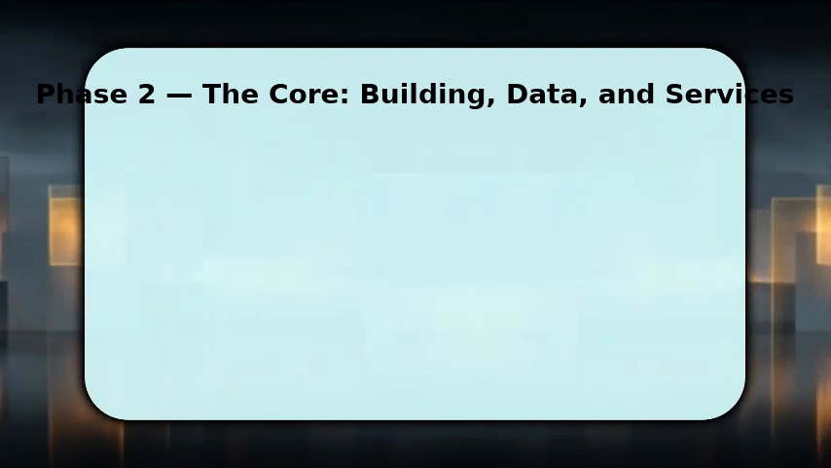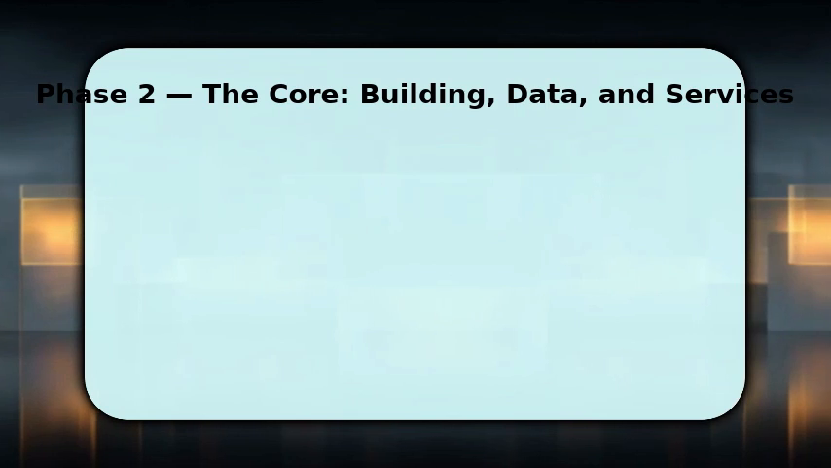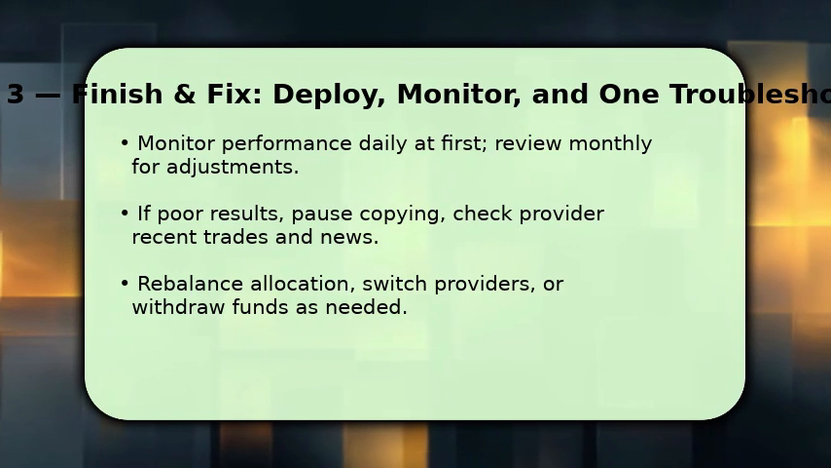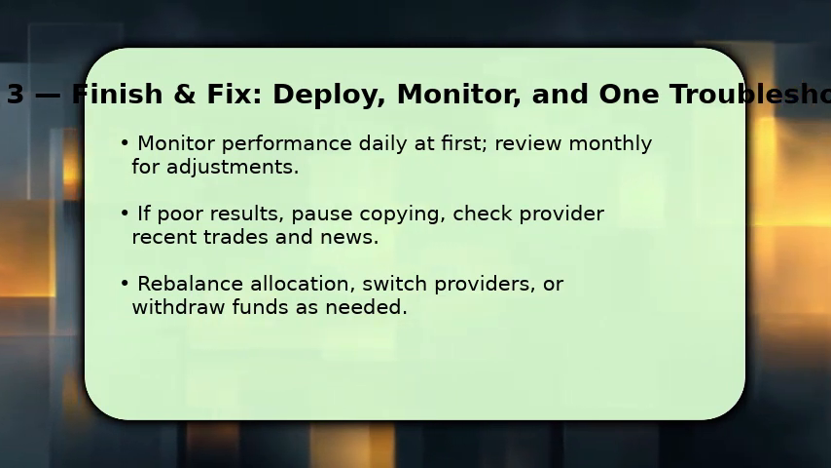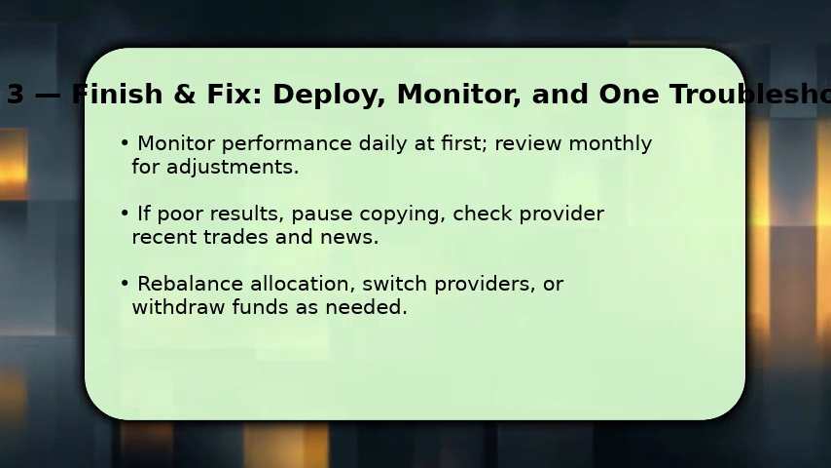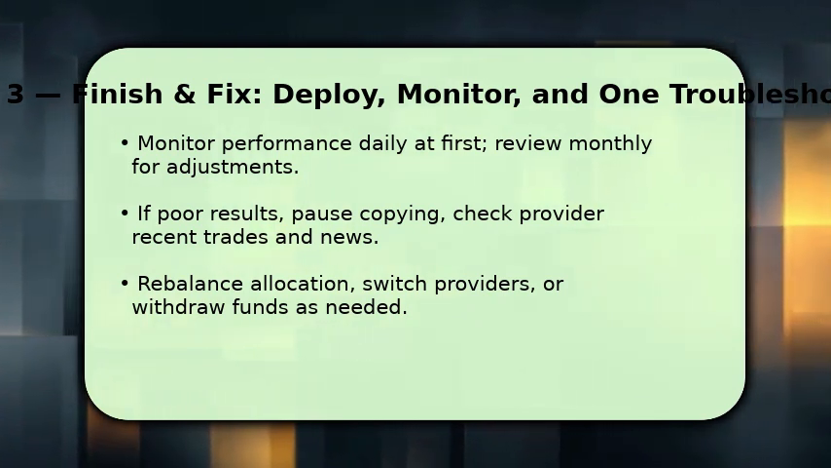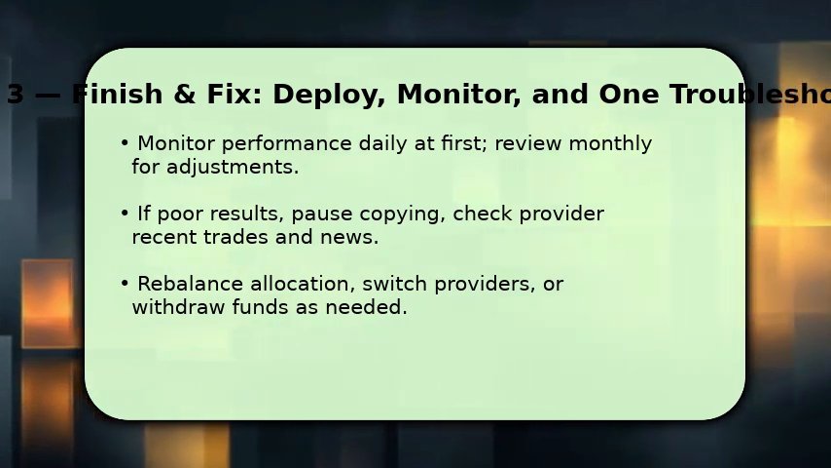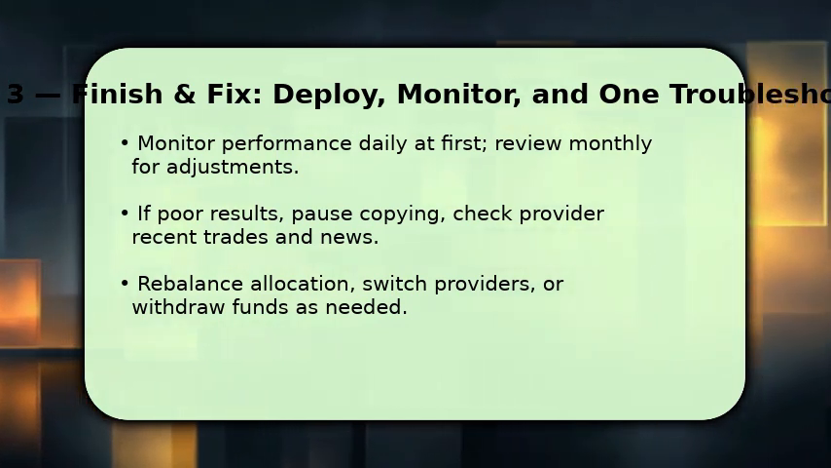Finish by actively monitoring your copy account. You should check daily early on and review results monthly. If performance deteriorates, pause copying immediately and inspect the provider's recent trades and any market events that might explain losses. Make adjustments, reduce allocation, change stop settings, or switch to a different provider with better risk metrics.